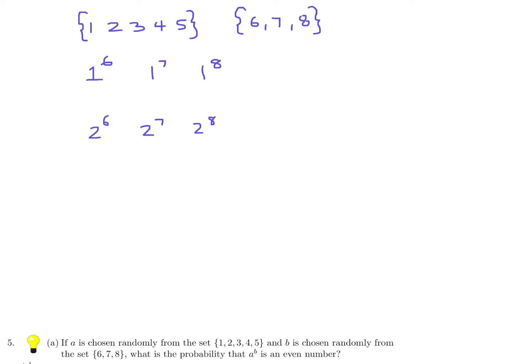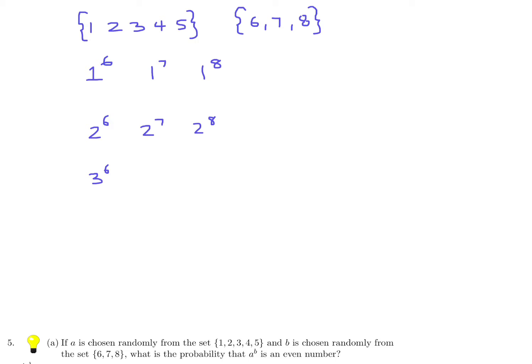1, 2, 3, 4, 5, that's set 1. And set 2 is 6, 7, and 8. So let's just be complete since there's not that many choices. We can do each of these. The first one is 1 to the power of 6, then 1 to the power of 7, then 1 to the power of 8. Next one, 2 to the power of 6, 2 to the power of 7, 2 to the power of 8. Right?